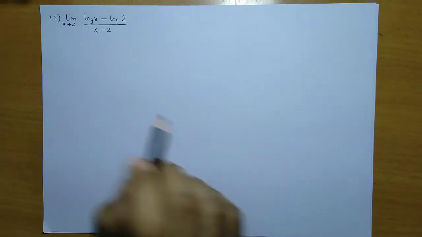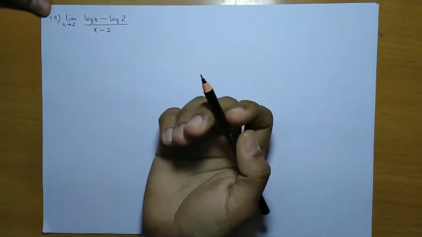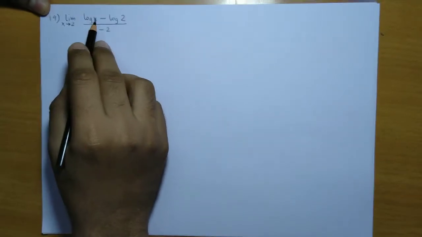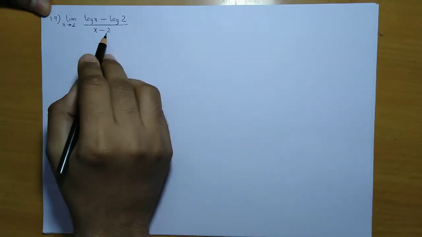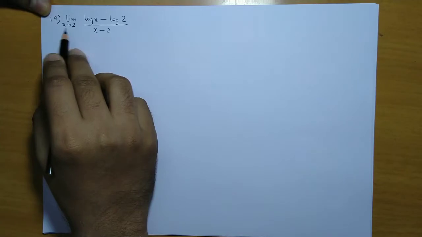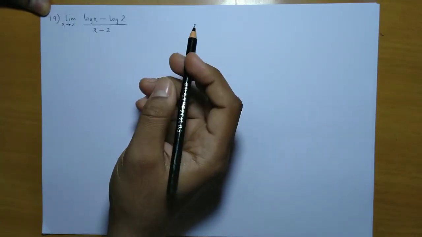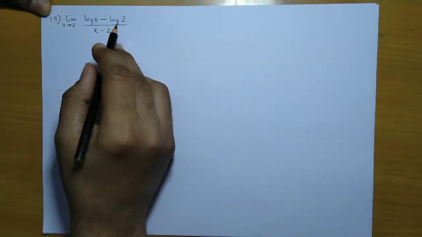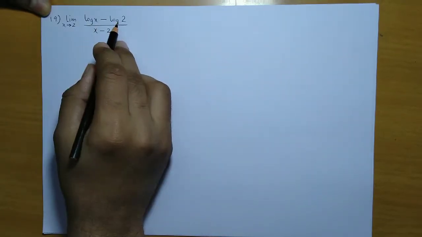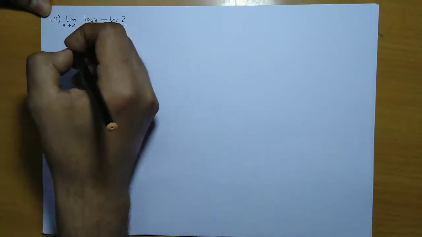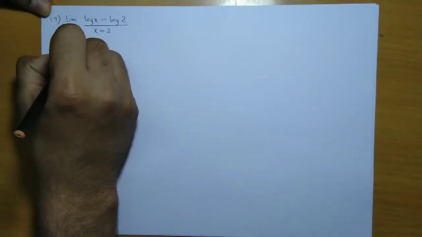Okay, let's move further with one more interesting example. Now we need to obtain the limit of log x minus log 2 upon x minus 2 as x approaches 2. Again, let us try and simplify. At the most, what we could do is use the law of logarithm. That is, log a minus log b is what? Log of a upon b. So let us bring it to that form.